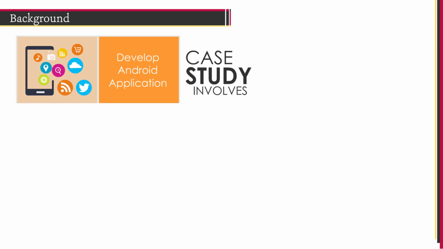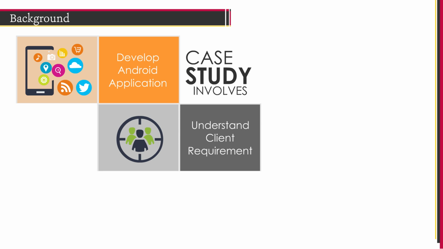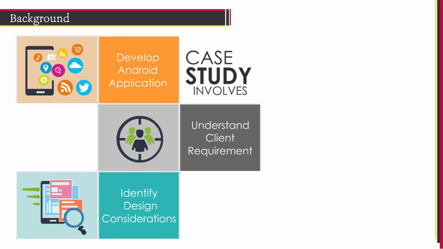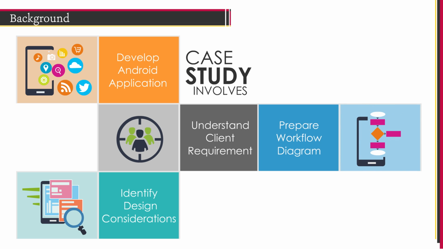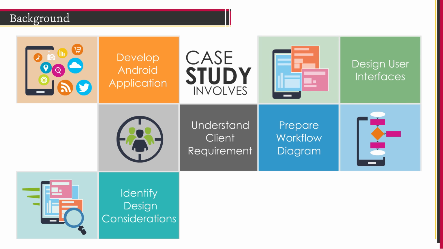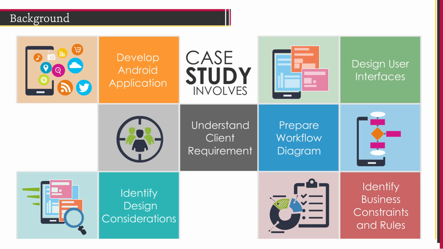This case study will demonstrate how a mobile app development company understands the requirements of a client and the issues related to an existing system used by a client and identify the project design considerations. It also shows how to prepare a workflow diagram for determining the process flow, design the user interfaces for each screen, and identify the business constraints and rules based on which the business logic for each screen is implemented. Let us understand the business problem first.